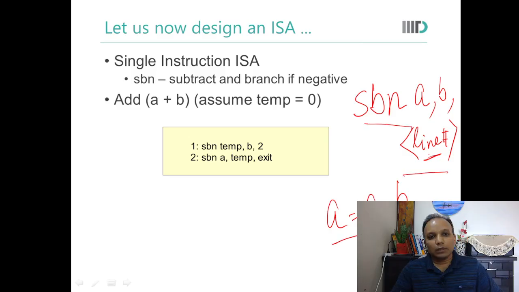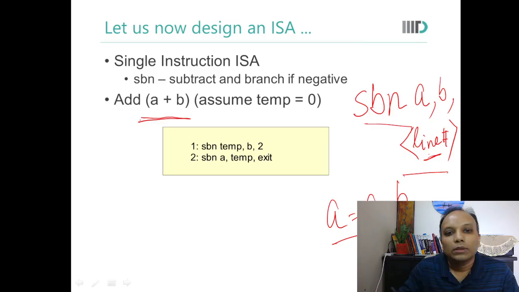As an example, let us look at this instruction. Our objective is to add two numbers A and B. All right. So, how can we do that using our single instruction? We define a variable, we name that variable temp, and we initialize that variable with 0. All right. So, we say that first you write this instruction, subtract temp.